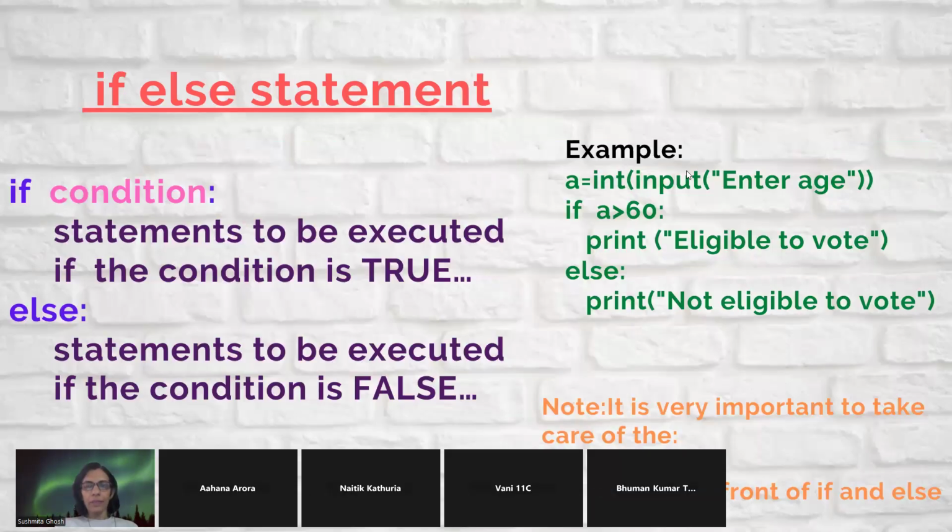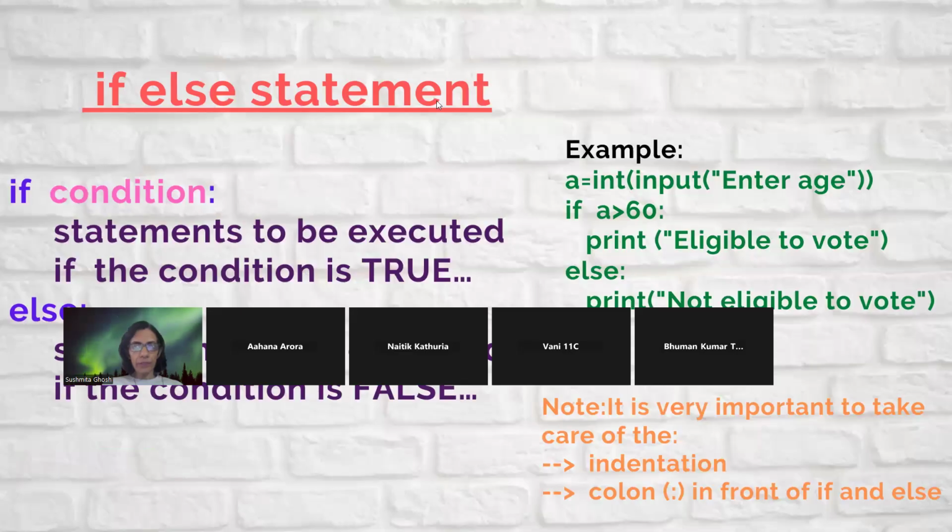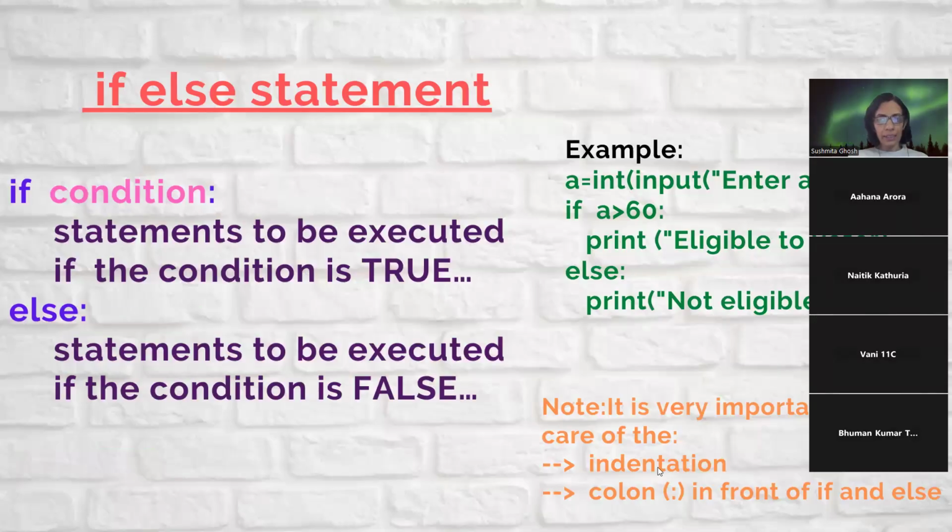Here's an example for that. I'm taking the value of age from the user and checking whether that person is eligible to vote or not. Unfortunately, I've given 60 as the eligibility for voting, but whatever the condition is. With if I specify that condition; if this condition is true, he will go and execute this statement. Otherwise, he will go and execute this statement. Now, there are two things which are very, very important. One is the indentation and the other is the colon in front of if as well as else. These two you have to be really careful about.